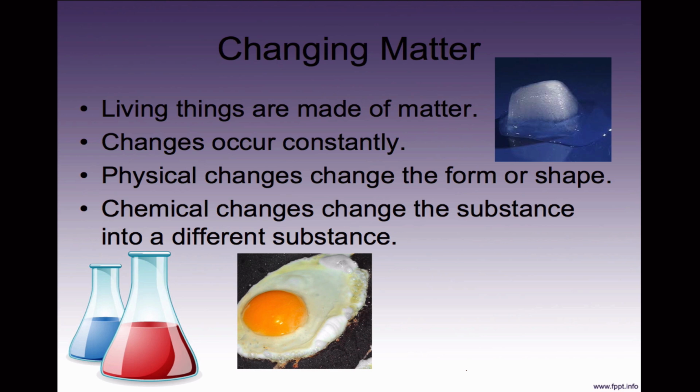Chemical changes are quite a bit different than physical changes, because chemical changes actually change the substance into a different substance. If we look at this egg right here, this egg's being fried, and it's changing the chemical composition of the egg. When we first crack it and put it in the pan, we have the yolk and the other liquid part of the egg. When we cook it, they change. That liquid part turns white, it gets harder. If we cook it long enough, the yolk gets harder.